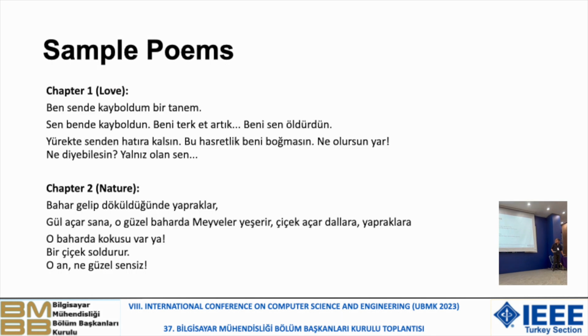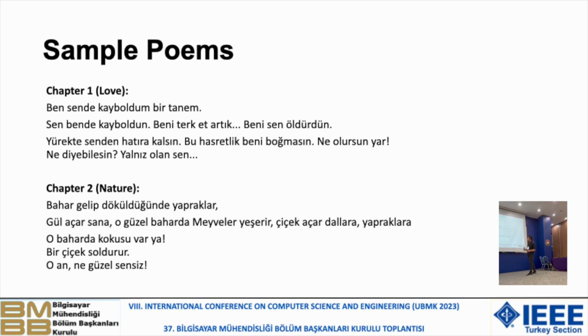Now let's go through the sample poems. For example, chapter 1, Love. We have this poem like, ben sende kayboldum, bir tanem sen bende kayboldun, beni terk et, artık beni sen öldürdün, and it goes like this. When we look at the category, there is love, there is separation, there is the pain aspect of it. So we can see that it actually captured it pretty well.